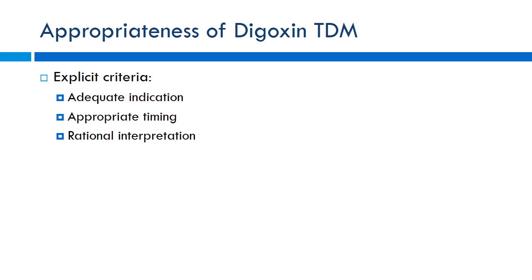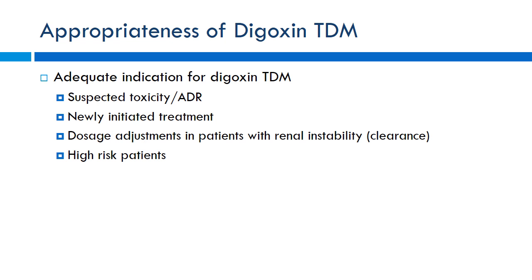So again, is this an appropriate use of therapeutic drug monitoring? Do we have an adequate indication? Do we want to make sure we have appropriate timing of the levels, and then we want to make sure we have a rational interpretation of that level now that it's come back abnormal? Looking at the indication for digoxin, this does fit the criteria because we can either look for things like suspected toxicity, which this patient isn't having, or, because it is a new treatment, because she just started, this is one indication we can do it.